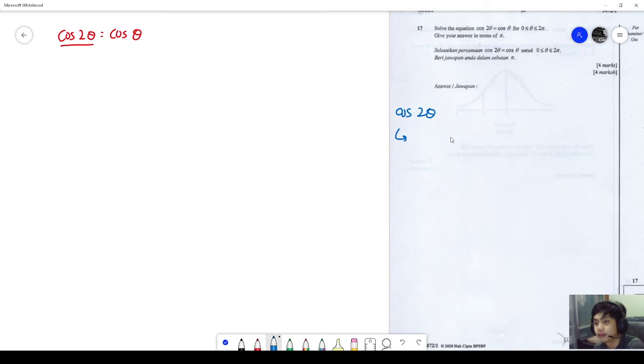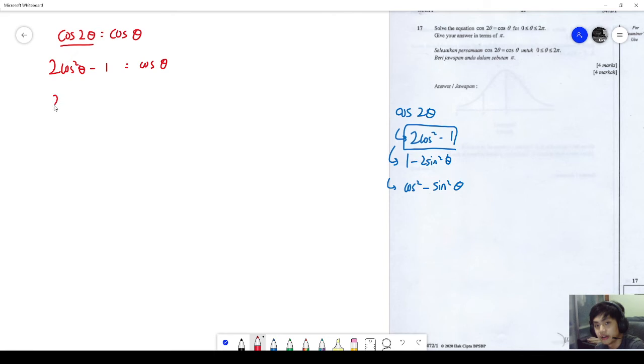Sorry, I wrote that a bit funny. 2 cos² θ minus 1. Or we can write it as 1 minus 2 sin² θ. Or we can write this as cos² θ minus sin² θ. Now, to make sure that only cos is in the equation, we are going to use this. So from here we have 2 cos² θ minus 1 equals cos θ, and 2 cos² θ minus cos θ minus 1 equals 0.